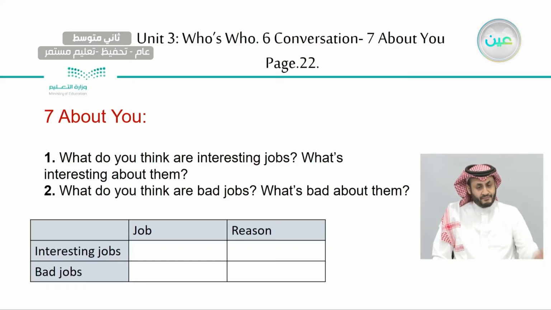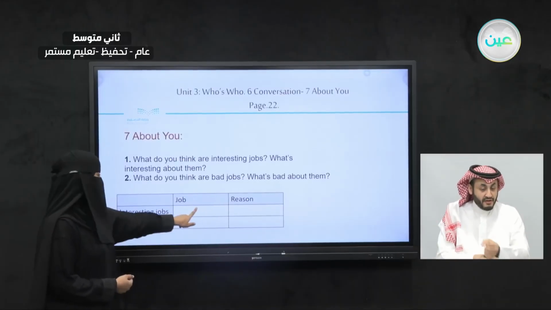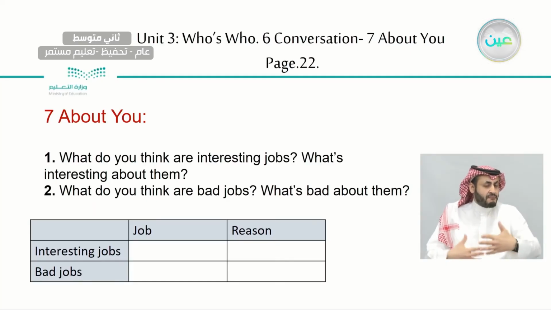Now, let's take a look here. What do you think are interesting jobs and what's interesting about them? And the next question, what do you think are bad jobs and what's bad about them? So I have a chart here for you. I want you to write interesting jobs, write the title of the job and the reason. Why do you think it's interesting? And the bad job, write it here. And why do you think it's a bad job?